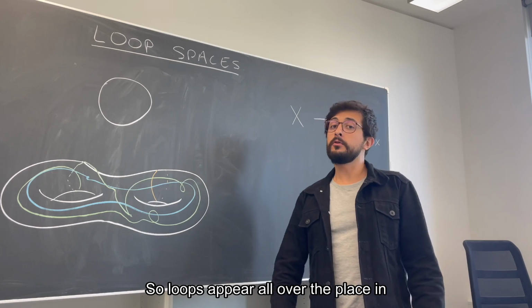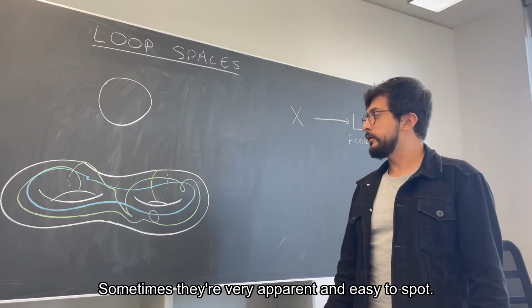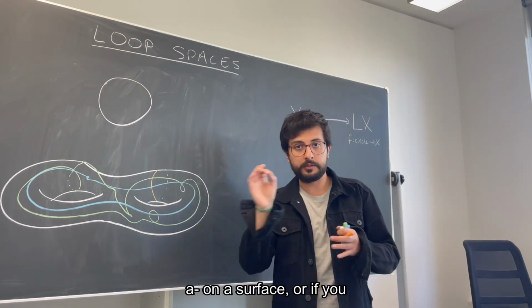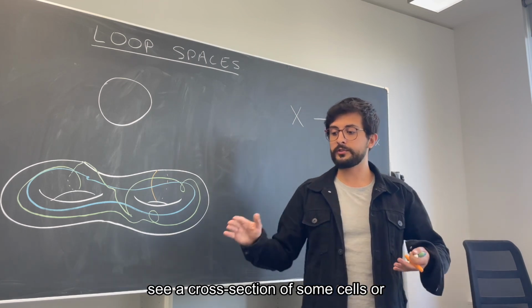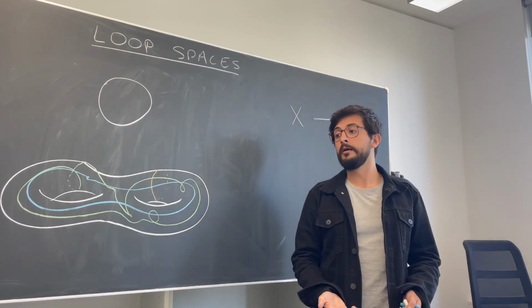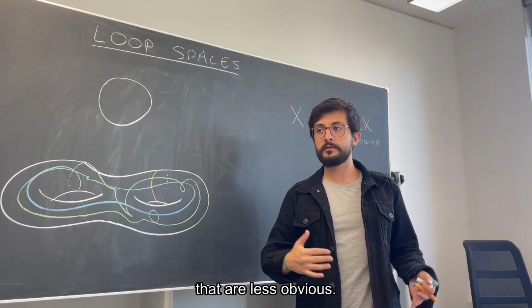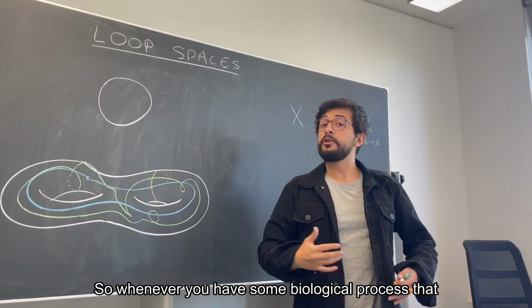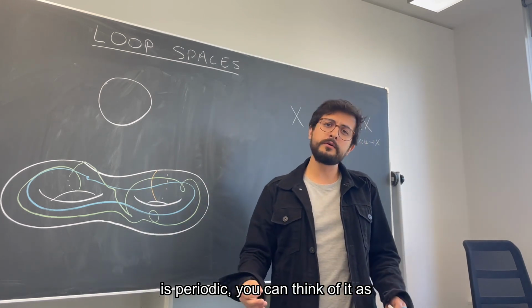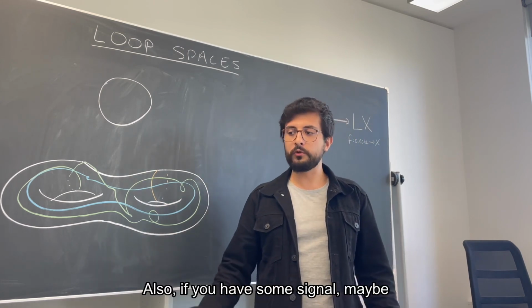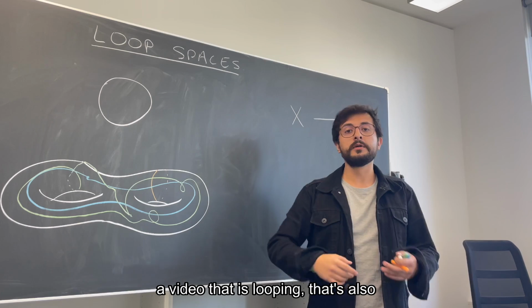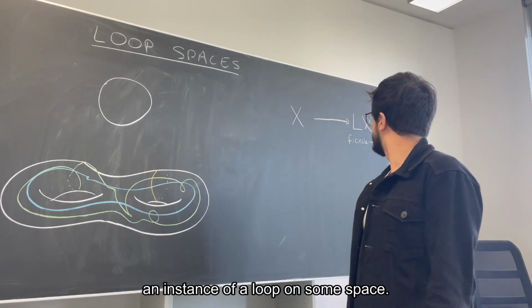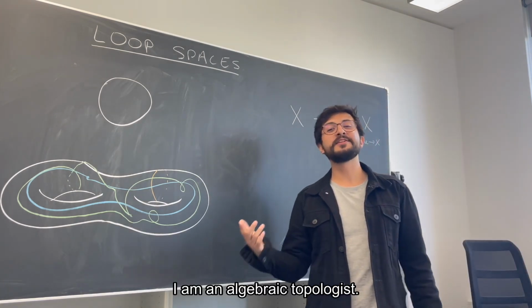So loops appear all over the place in science. Sometimes they're very apparent and easy to spot. If you, for example, see a loop on a surface, or if you see a cross-section of some cells or things like that. But they can also come in ways that are less obvious. So whenever you have some biological process that is periodic, you can think of it as a sort of loop. Also, if you have some signal, maybe a video that is looping, that's also an instance of a loop on some space.